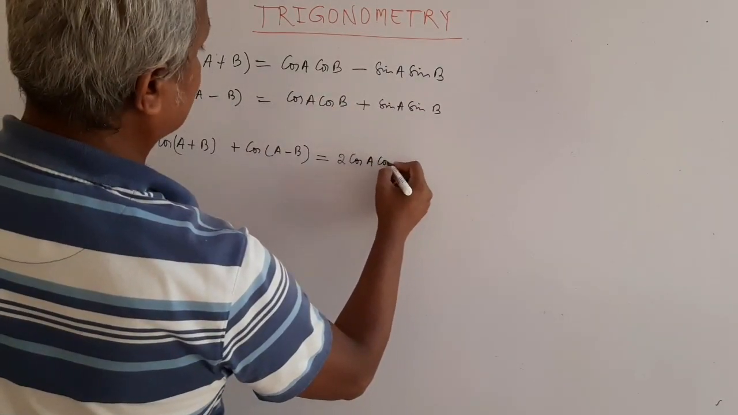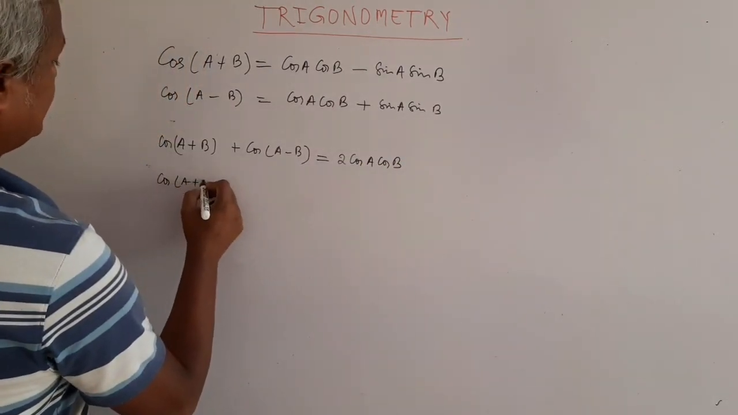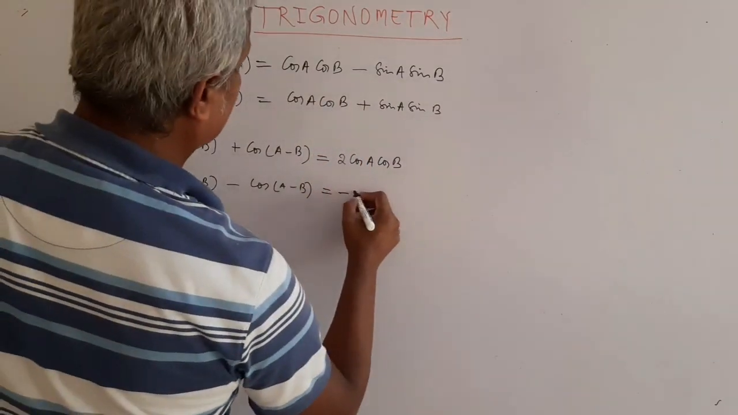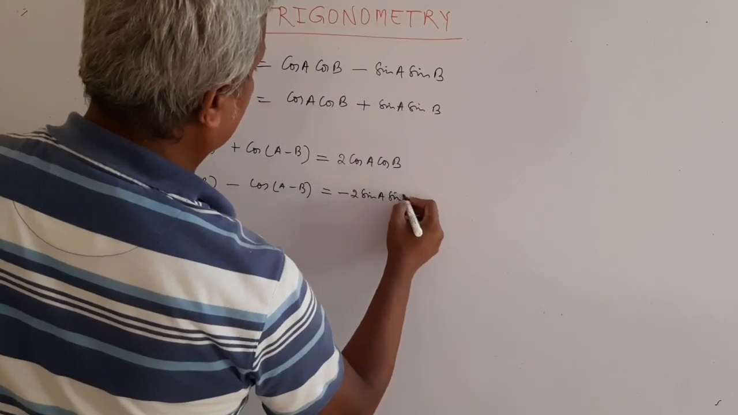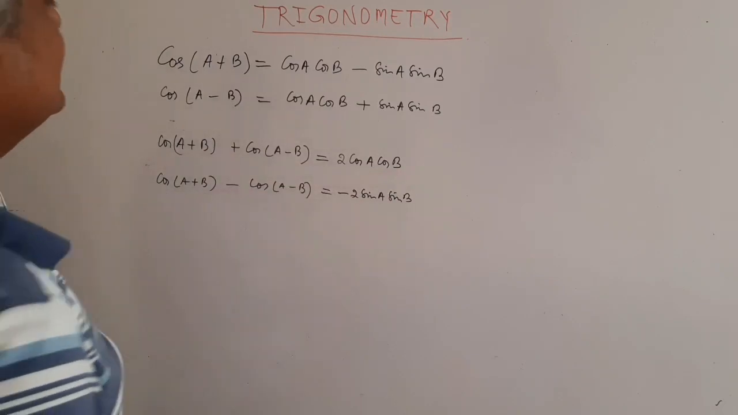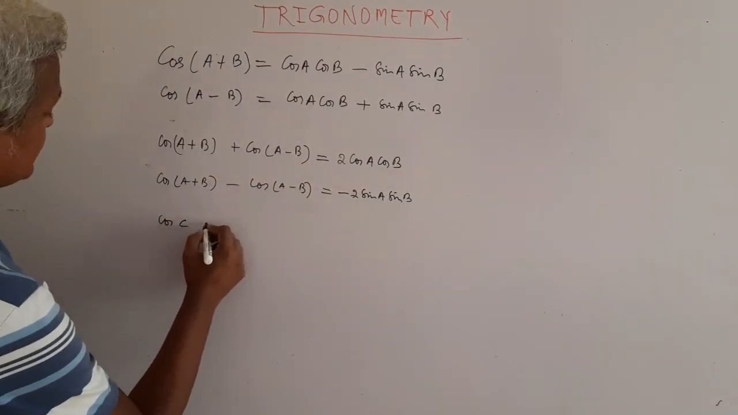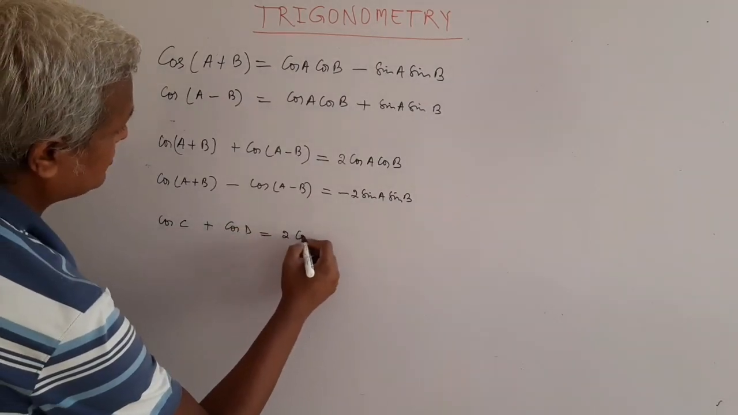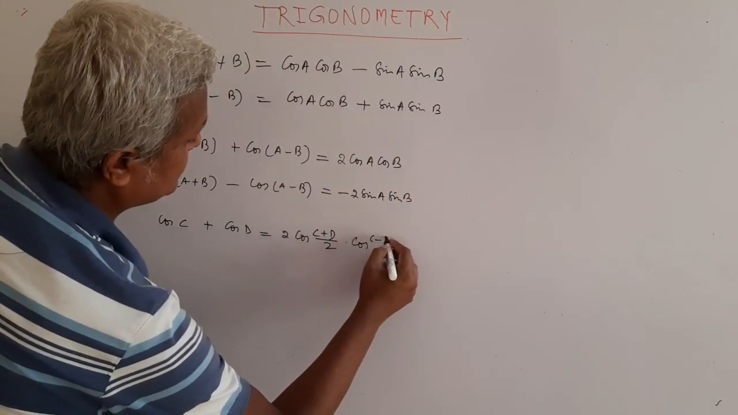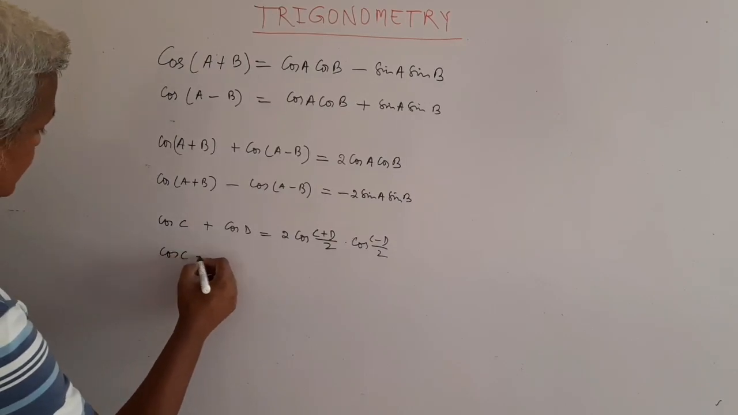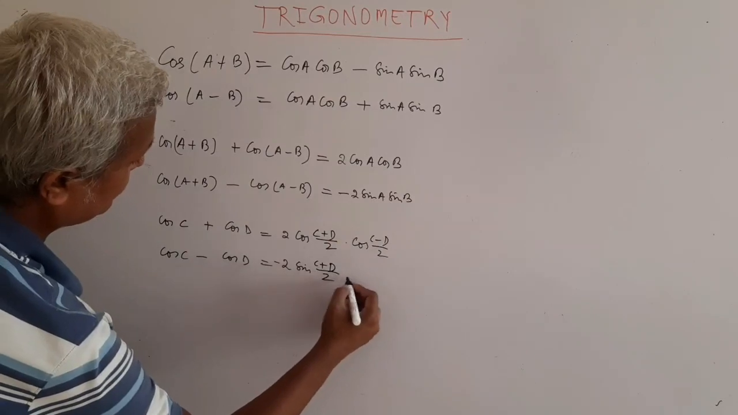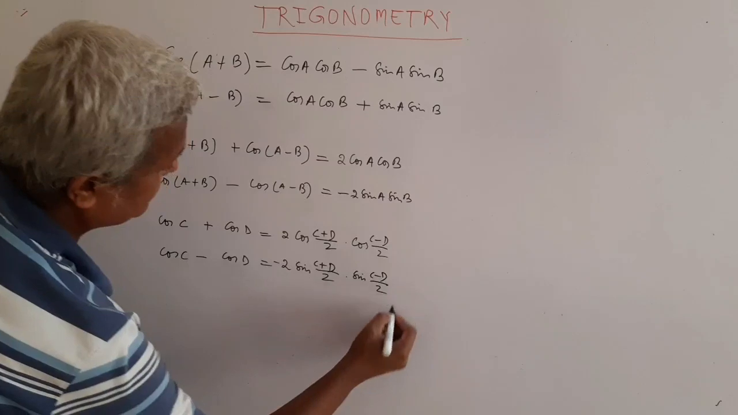So this will get 2 cos A cos B, and if you write cos A plus B minus cos A minus B, then this will become negative, so you get minus 2 sin A sin B. Now use the same thing, replace A plus B by C and A minus B by D, and A as C plus D by 2 and the B as C minus D by 2, then you get cos C plus cos D is 2 cos C plus D by 2 into cos C minus D by 2, and then cos C minus cos D is minus 2 sin C plus D by 2 and sin C minus D by 2.